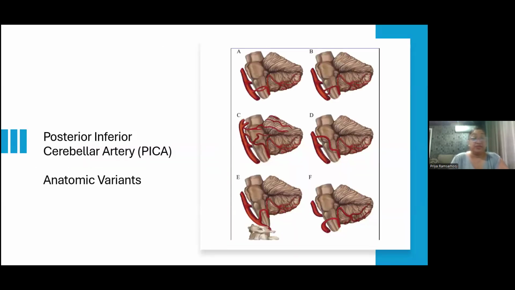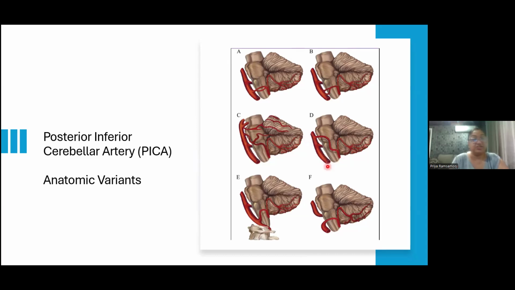And to round up on the posterior inferior cerebellar artery, the anatomic variants. These are actually classed A to F. Just for the sake of knowledge, A would be a fenestration of your PICA. B, you have a double origin of your PICA that you could see here and here. C is where you have an ICA-PICA variant where it originates above from the ICA, and then D, you have it originating from the basilar artery.